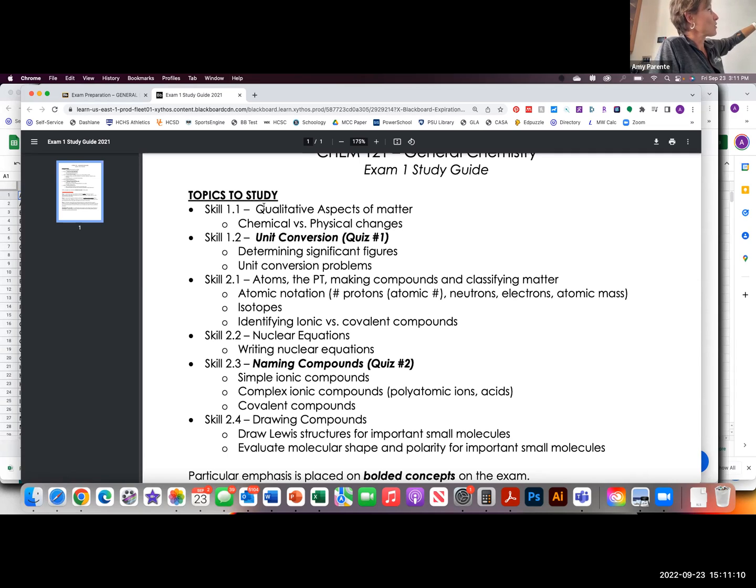If you're looking at one of these things and you're like, I don't know what that skill is about, go back to Blackboard. You can find that skill. You can look at the notes from it. You can see specific problems to practice and work on there. But this is the extent of our first exam.